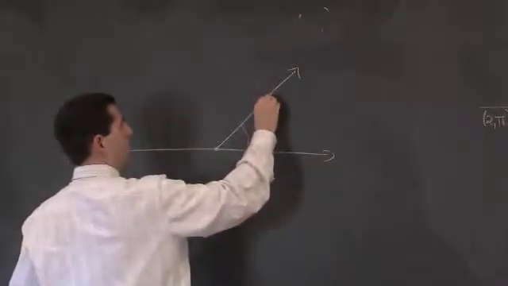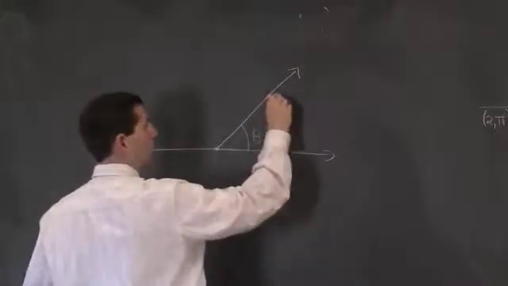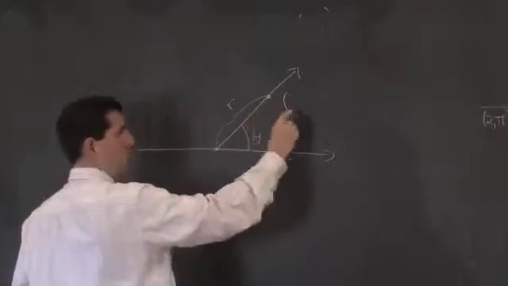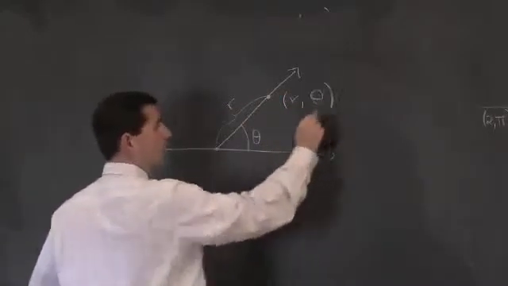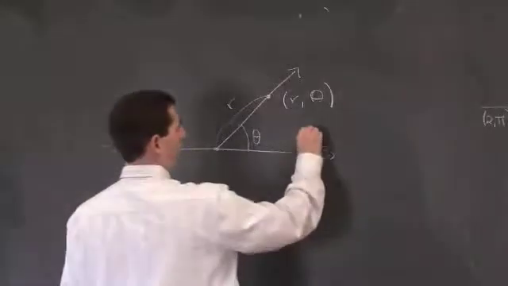And I'll pick some point going away, and that's my radius now. So if the radius from there to there is r, then the coordinates of this point in polar coordinates is r comma theta. And here we take r to be greater than 0.